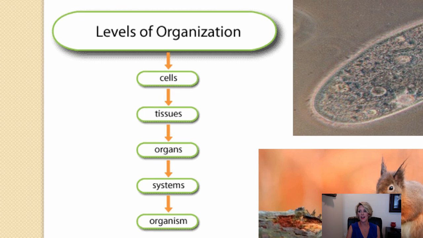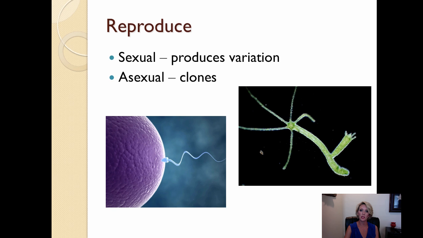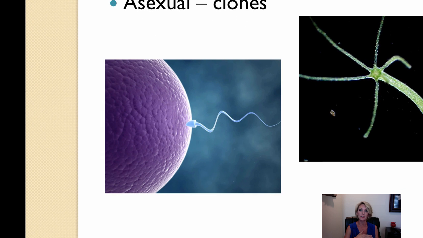Now, another thing that all living things do is reproduce, and there are two main types of reproduction on our planet: sexual and asexual. Sexual reproduction, the magic number is 2. It's going to require 2 specialized cells called gametes, and I put a picture of sperm and egg here to illustrate those 2 very special cells involved in sexual reproduction.